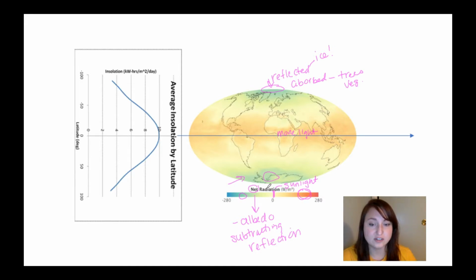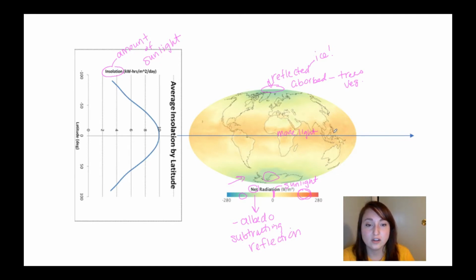So we see net radiation here. Average insolation. This is a whole nother way of saying radiation. This is the amount of sunlight reaching Earth. But this is kind of a strange graph. It's flipped on its side. And for one, I intentionally did that, because I wanted to line up the equator with this image here.